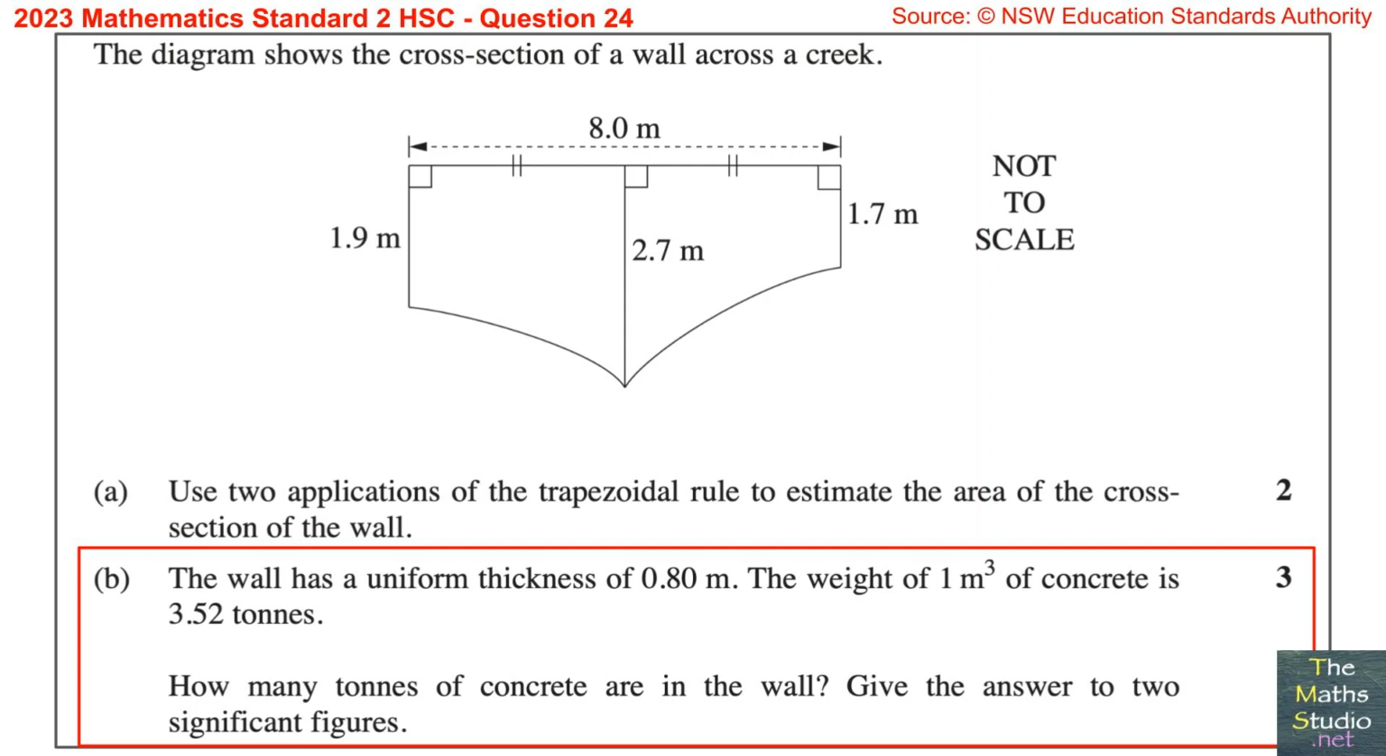Part B. The wall has a uniform thickness of 0.80 meters. The weight of 1 cubic meter of concrete is 3.52 tons. How many tons of concrete are in the wall? Give the answer to two significant figures.